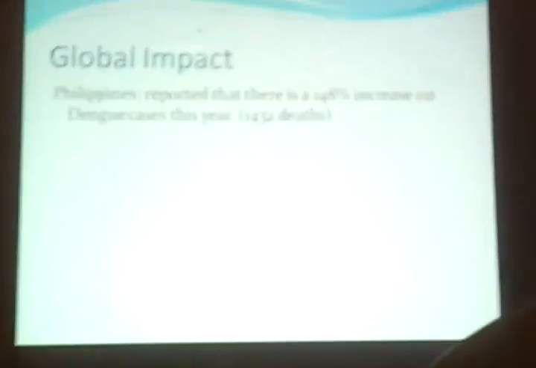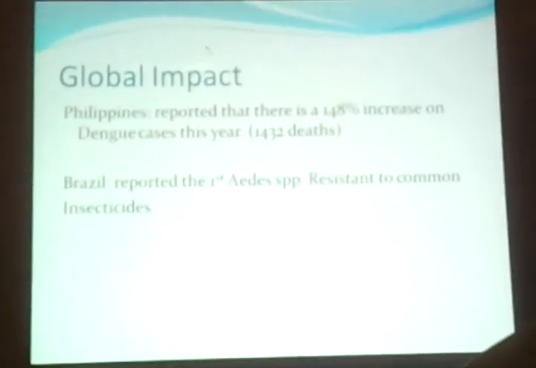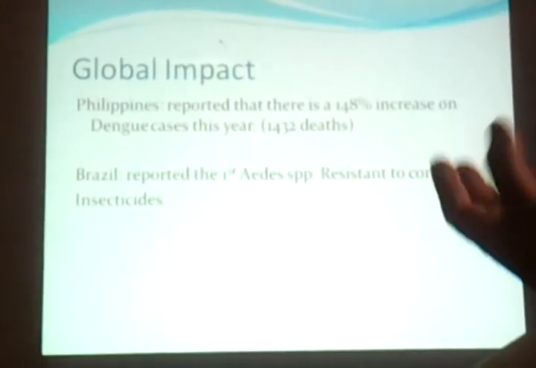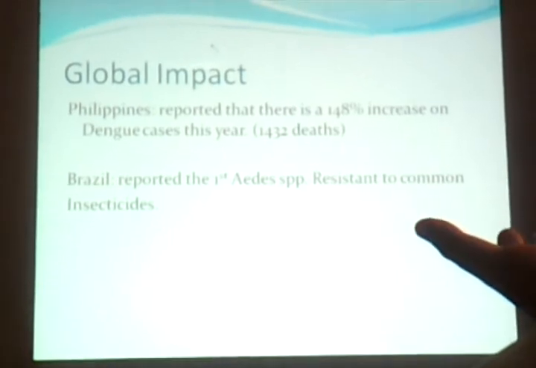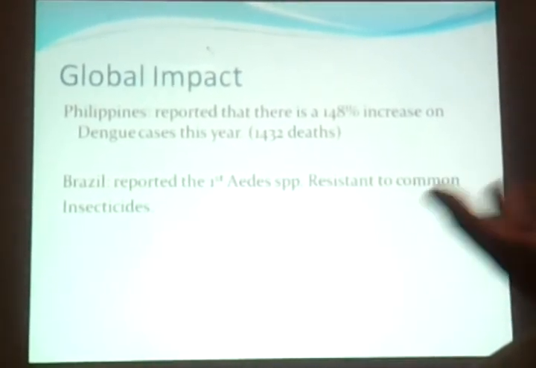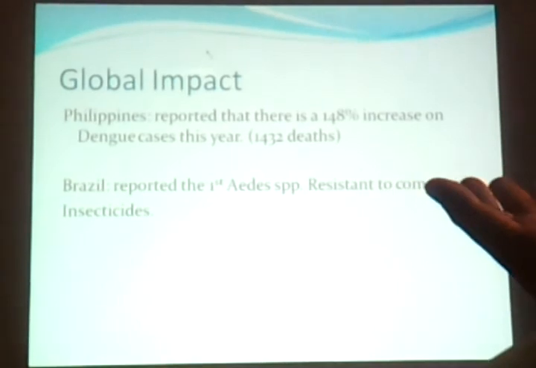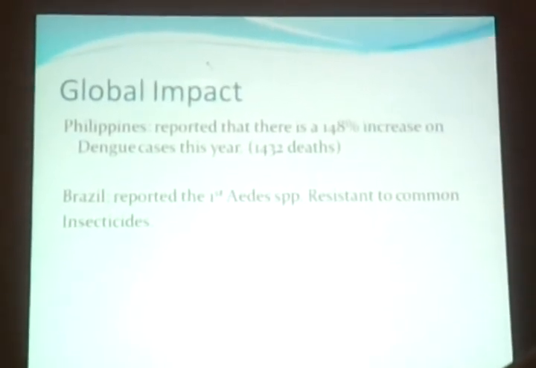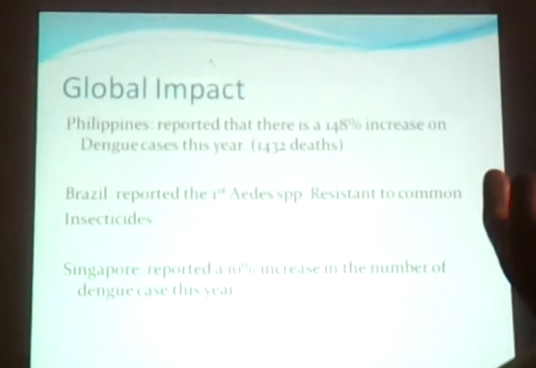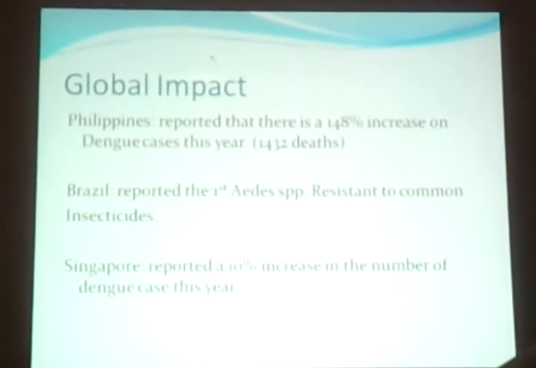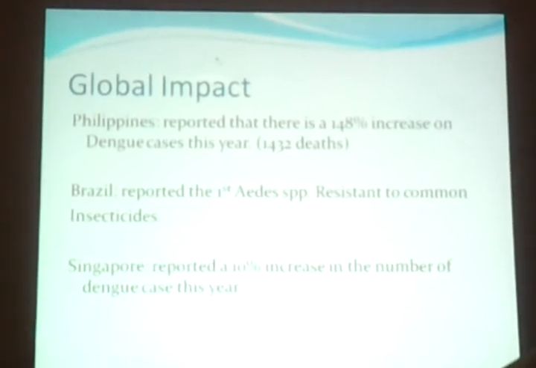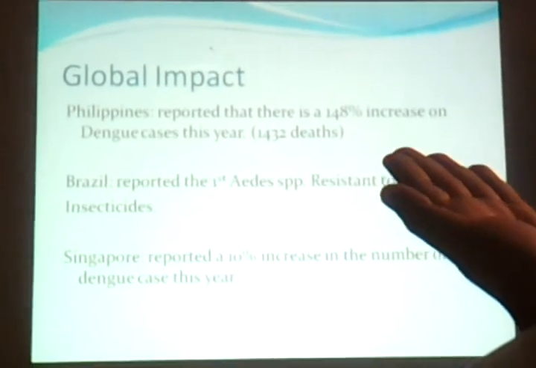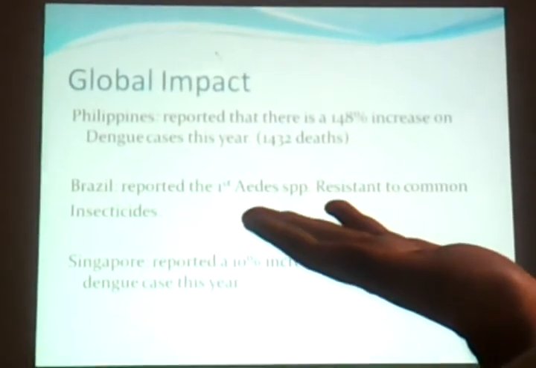As I've said, Brazil reported the first Aedes species resistant to control. They did not mention which Aedes, so when you say reported the first species, this covers 2 or 3 species of your Aedes, like Aedes aegypti. Singapore reported a 10% increase in the number of dengue cases last year. So 10% increase. They are nothing compared to the Philippines. Ours is 148%.